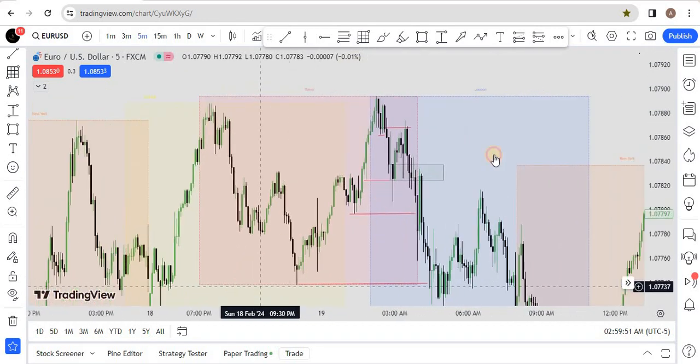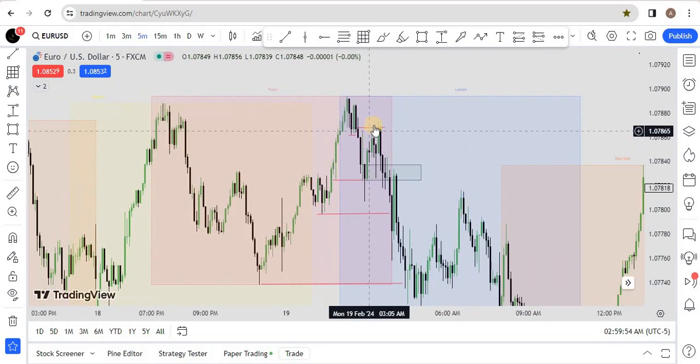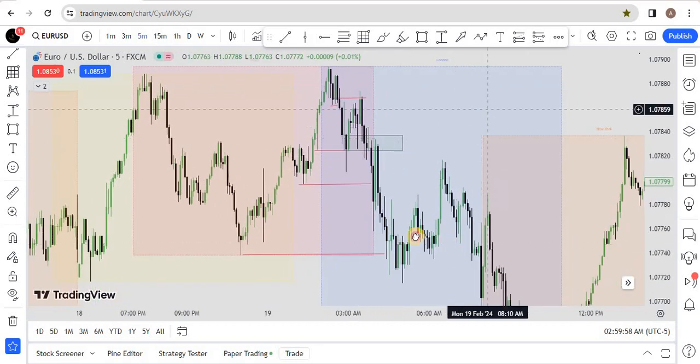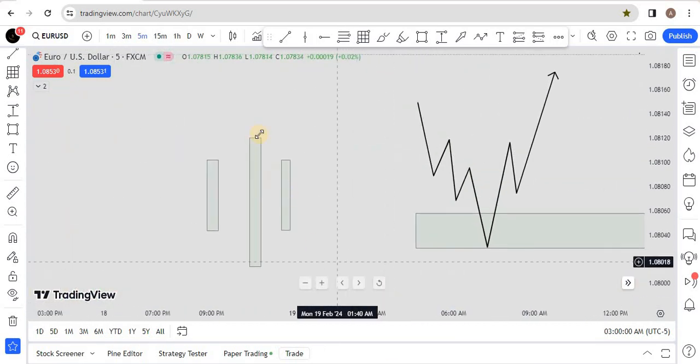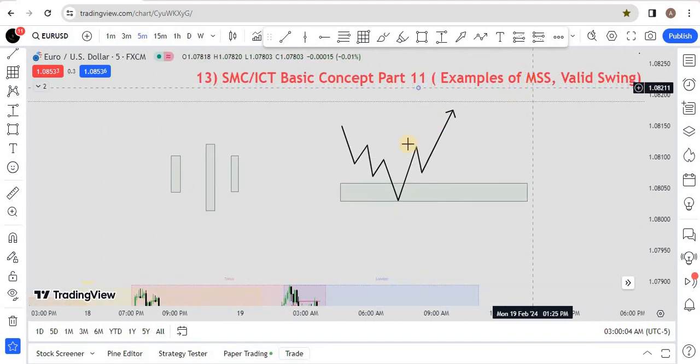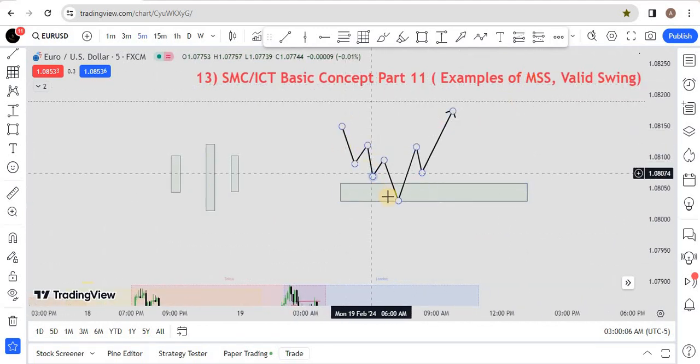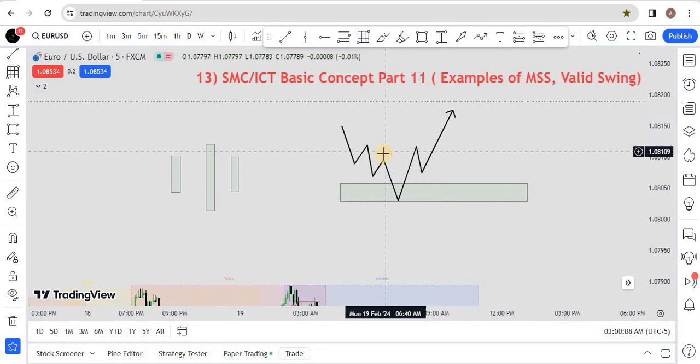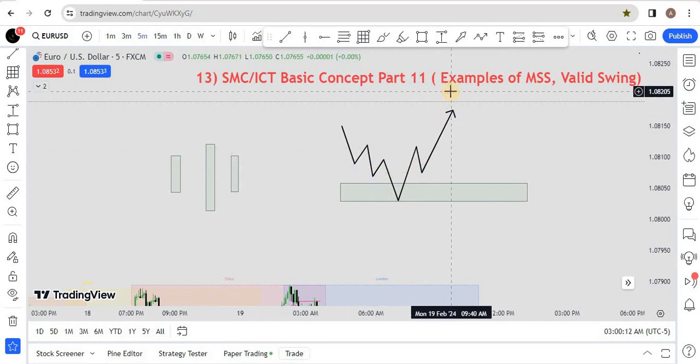So here are the things that you will find: the valid swing point, the market structure shift, and then the entry. Always remember, a valid swing point you will see everywhere, but the market structure shift is only valid when it taps on a POI. The bearish market then shifts into the bullish market. This valid swing point will be here, and this is your entry.